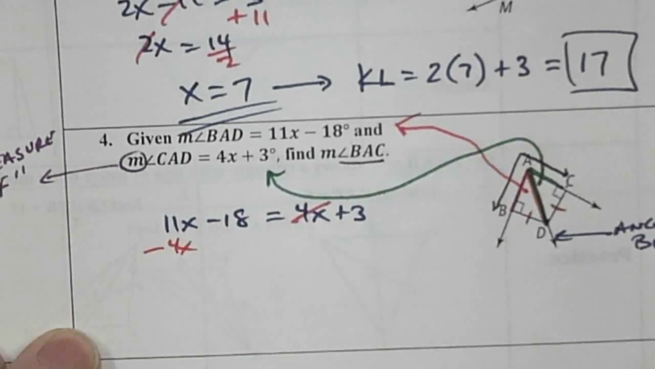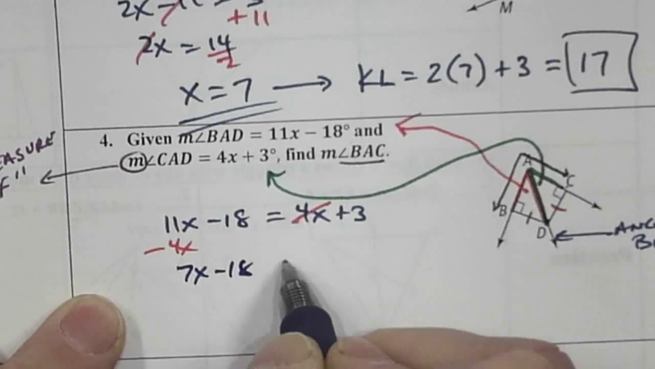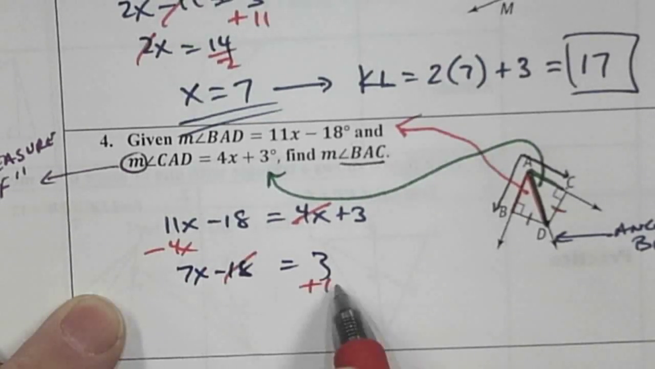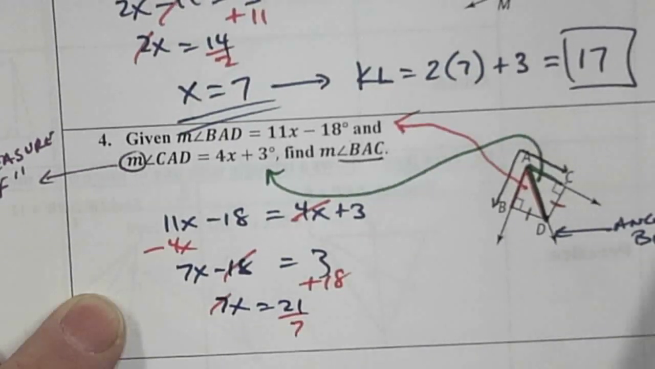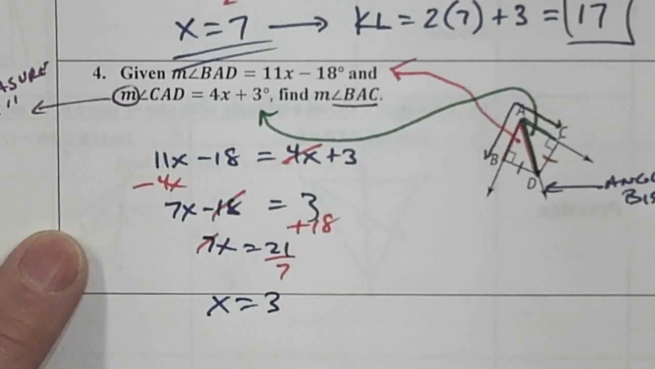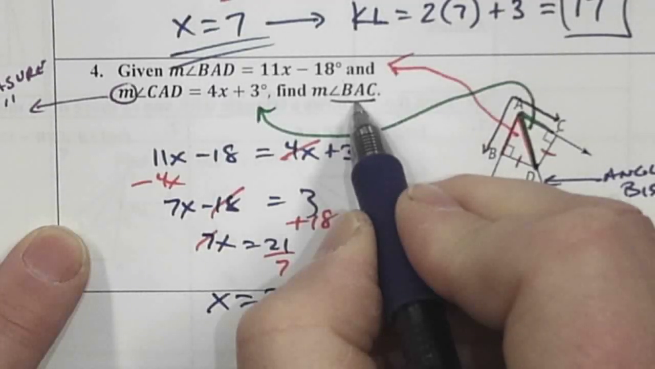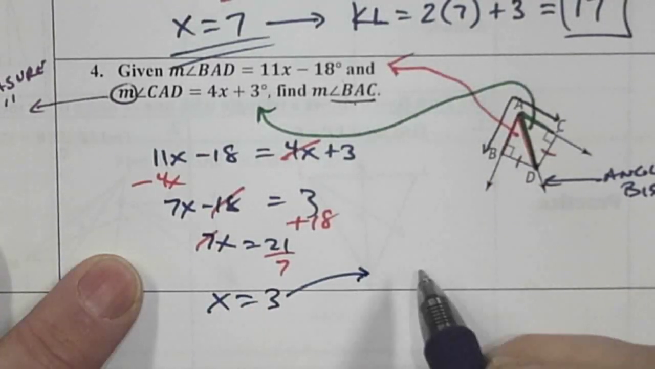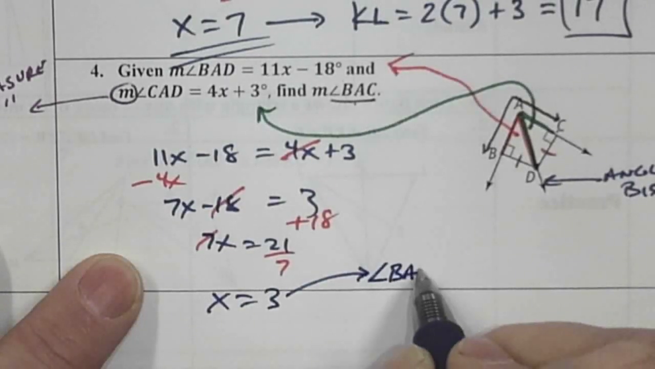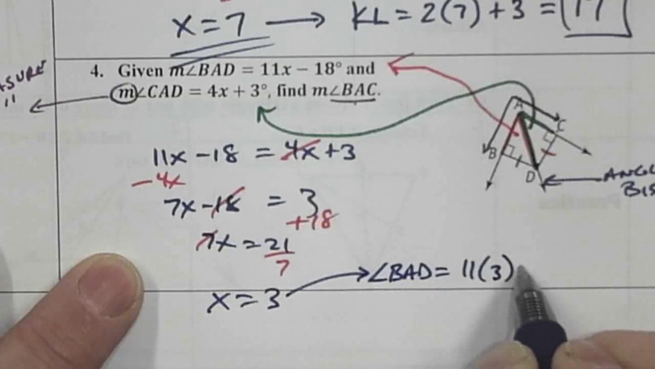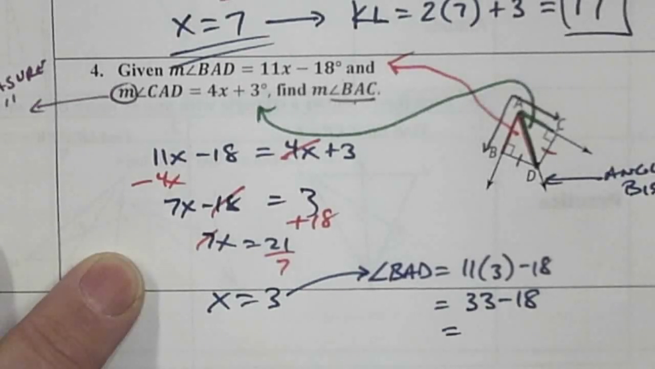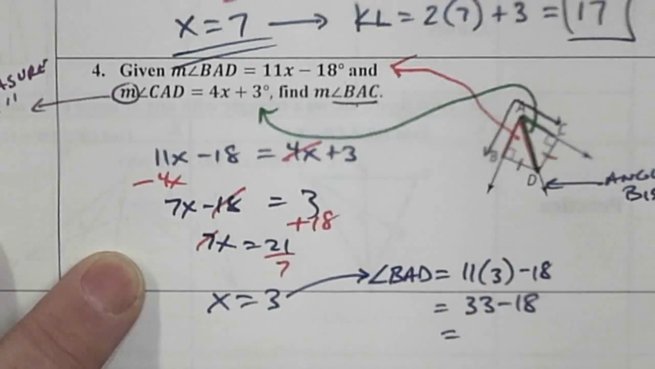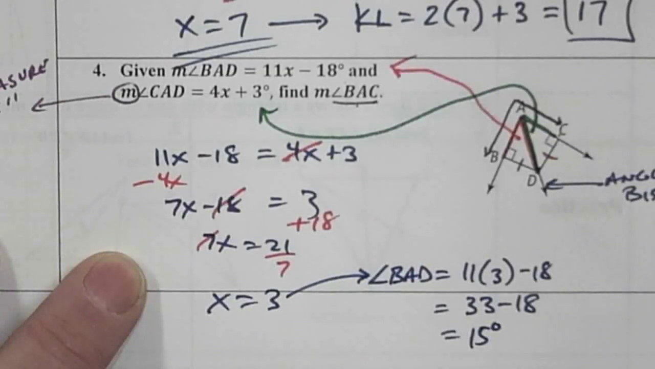But go ahead and subtract that. You get that. And then you add that. And you get that. And then you divide by that. And you get that. Don't laugh at me. Now, I need BAC. Well, if I take x and plug it back into angle BAD, 11 times 3 minus 18, that's 33 minus 18, that's, I'm going to check it, I don't want to think, 15, okay?